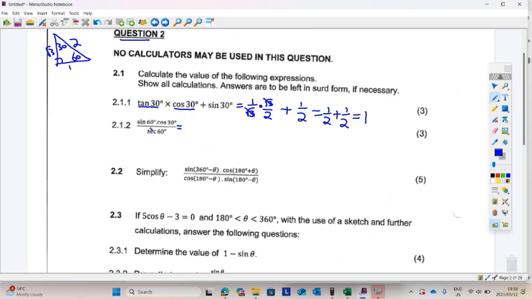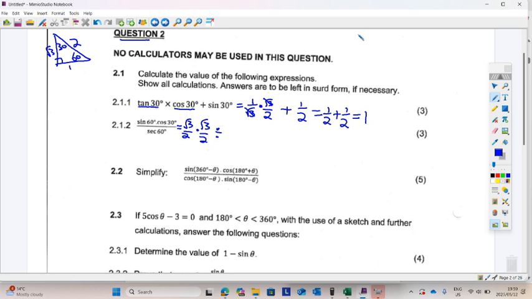And then for the second one, we have special angles once again. Sin 60. Sin 60 is opposite over hypotenuse. That is root 3 over 2 multiplied by cos 30. This is your cos 30, adjacent over hypotenuse. That's root 3 again, root 3 over 2. And this is all divided by sec 60.